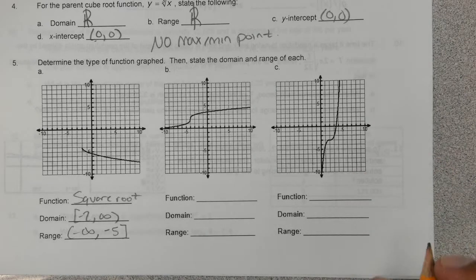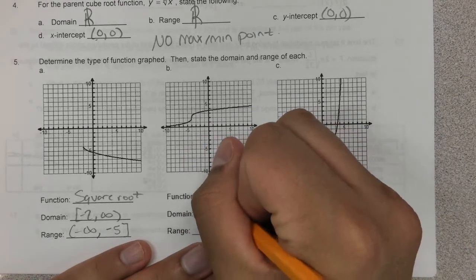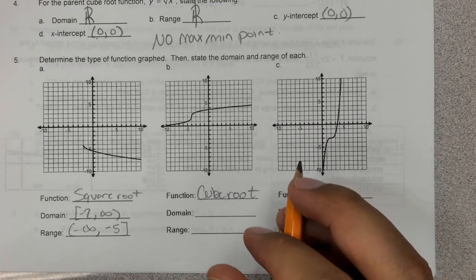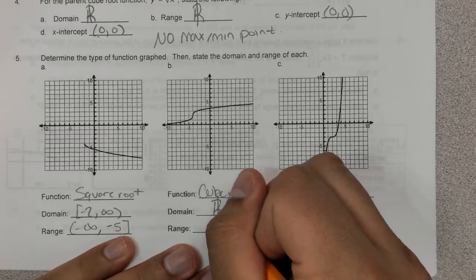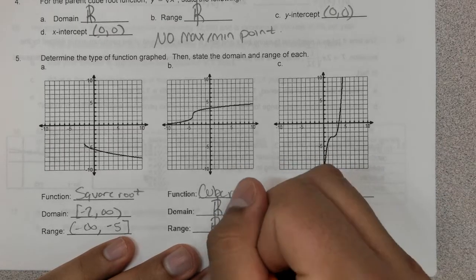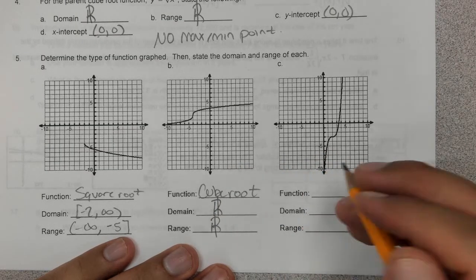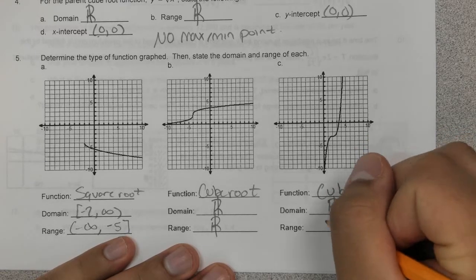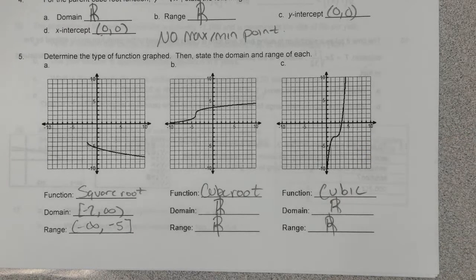For B, this one's a cube root function. The domain is all real numbers. The range is all real numbers. C, the function's cubic. Same thing, domain and range are all real numbers.